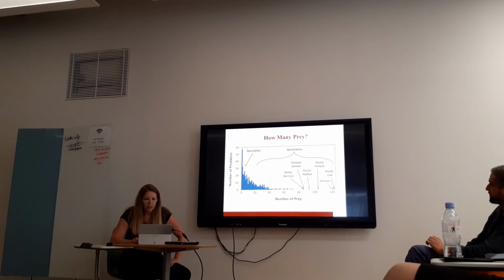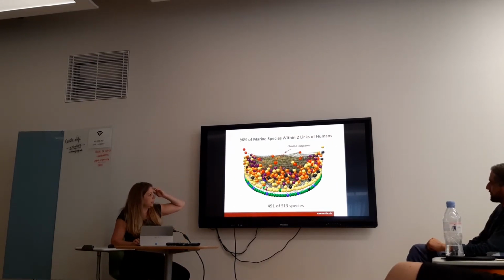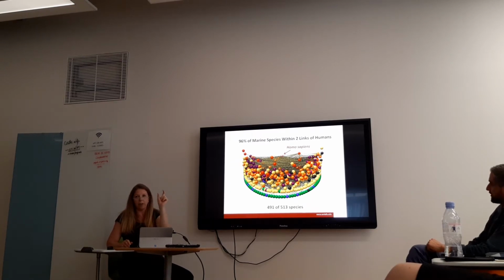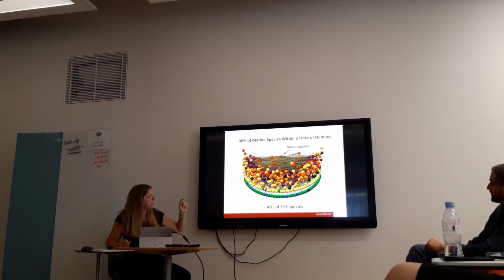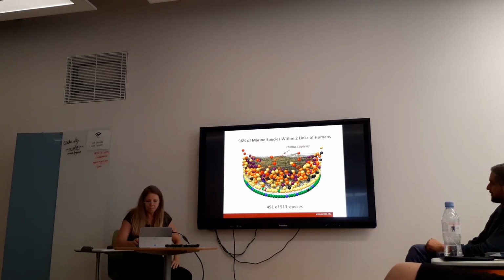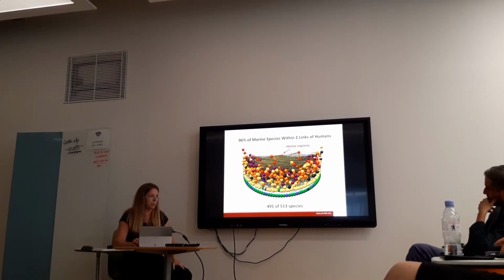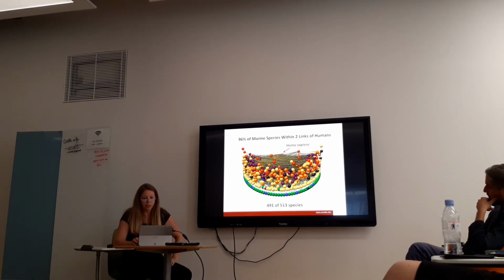The other thing is you can look at path lengths, and the mean average path length, which is basically the shortest path between every pair of species in the food web. For humans, 96% of the species are within 2 links of humans, and they have one of the shortest mean path lengths across all the species in the system. Again, it just shows that humans are poised to have very big impacts. Anything they do can ripple very quickly throughout the system through direct and immediate indirect interactions.